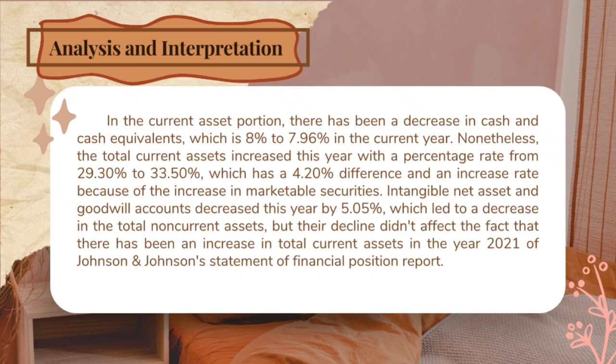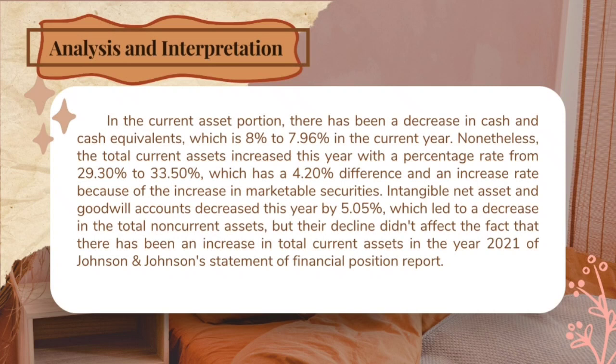So first off, let's focus on the first accounts, the assets, specifically current assets. In the current asset portion, there has been a decrease in cash and cash equivalents, from 8% to 7.96% in the current year. So, last 2020, our cash and cash equivalents was 8%. So, it was higher than the current year, which is 2021. So, there has been a decrease.